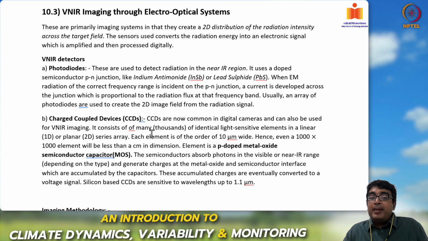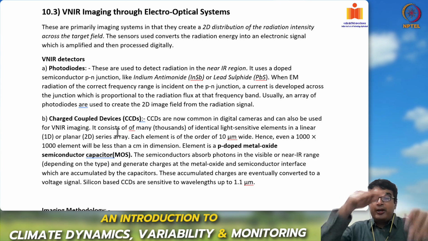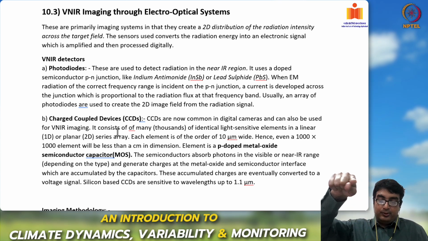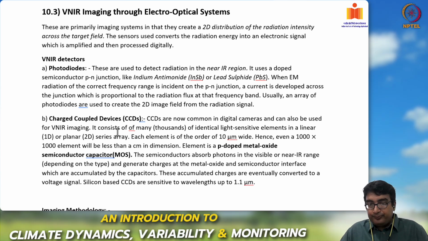It consists of basically thousands of identical light sensitive elements in a linear or a planar series array. So either it's a linear series of light sensitive elements or a planar series of light sensitive elements. Each element is quite small, about 10 micrometers wide. So even a 1000 by 1000 element array, with 1000 rows and 1000 columns, will be less than a centimeter in dimension. So these are quite compact devices.